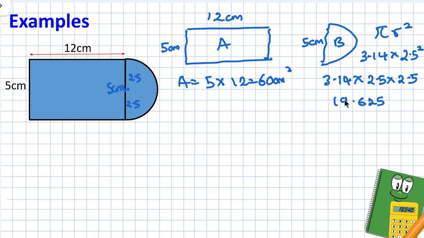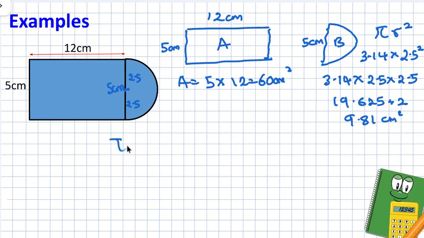Okay, now, but since it's a semicircle, this 19.625 is for the area of a full circle, so be careful with that. So since the semicircle is half of a circle, we need to halve this by dividing it by 2. So if we divide this by 2, we are going to get 9.81 centimeters squared. So the area of this semicircle is 9.81.